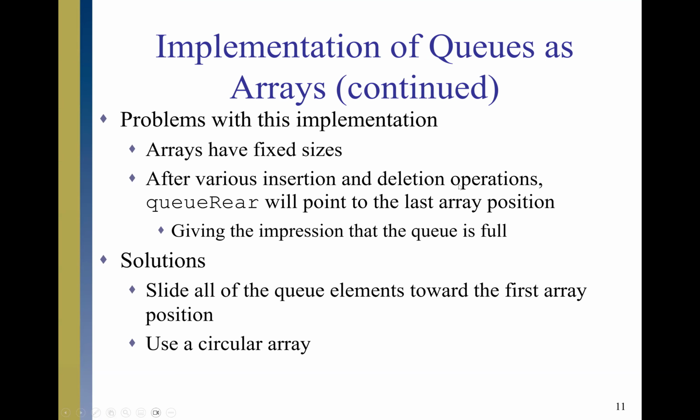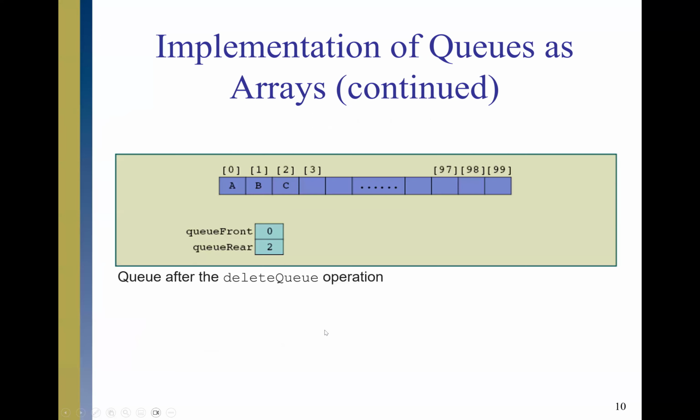So after various insertion and deletion operations, the Q rear will point to the last array position, giving the impression that the queue is full. The solution is that we have to slide all of the elements towards the first array position. In this case, we are going to use what we call the circular array. Now let's go back to this diagram. Let's say, for example, we had A, B, C.